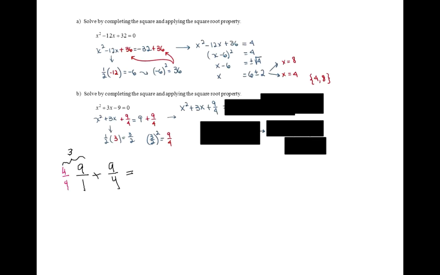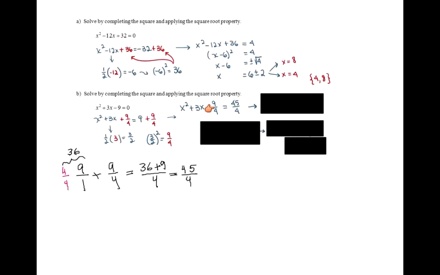So what do I get? 36 plus 9 over 4, right? Which is equal to what? 45 over 4. So on the right-hand side, I would get 45 over 4. You see what we're doing so far? We're just simply adding these two numbers together. Place them here. Now, is the left-hand side factorable?